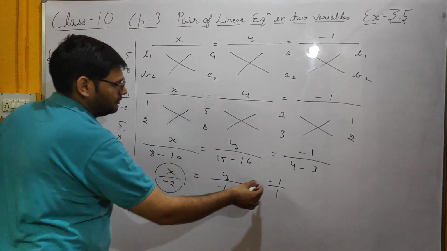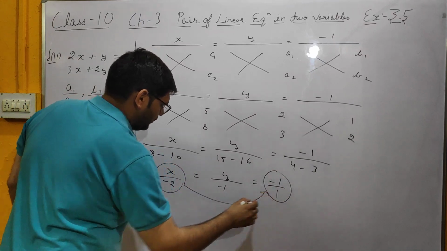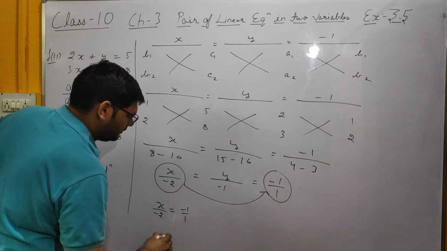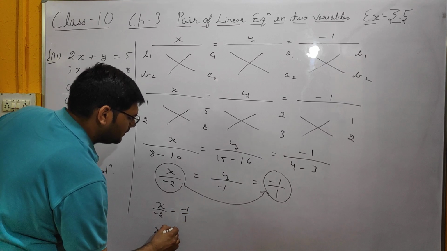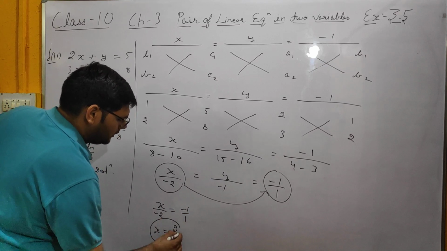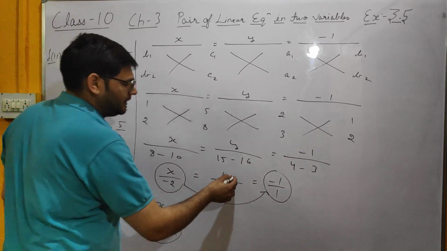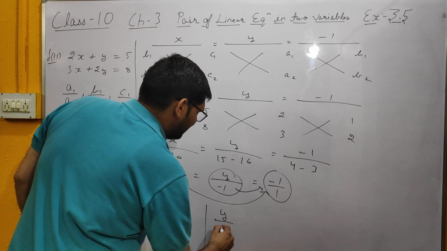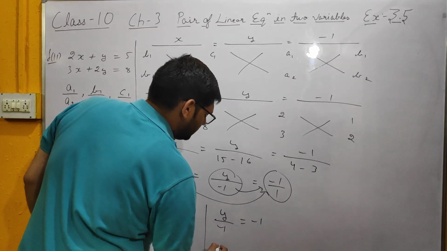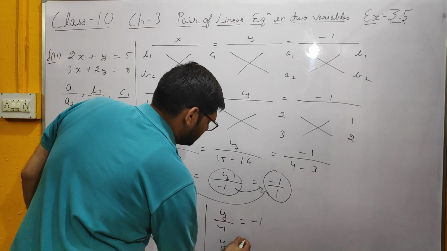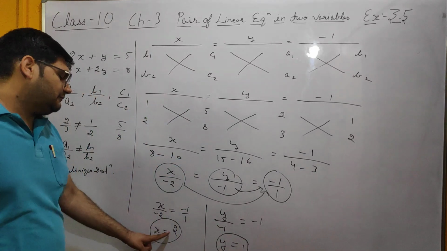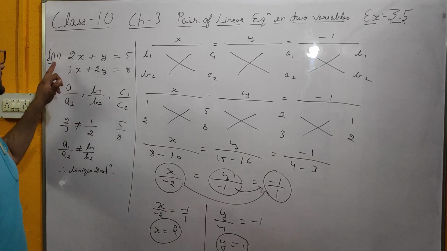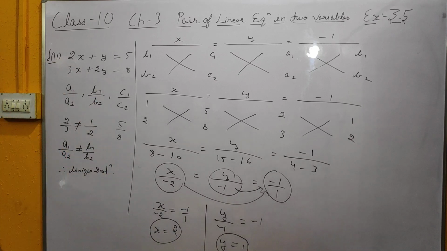Now equate it with this. What will we get? x upon minus 2 equals minus 1 upon 1. So x equals 2, if we cross multiply them. Similarly, y upon minus 1 will be equal to minus 1. So cross multiply, y equals 1. Therefore, x equals 2 and y equals 1. These are the answers for the second part of question number 1.